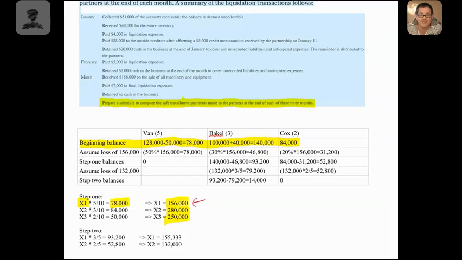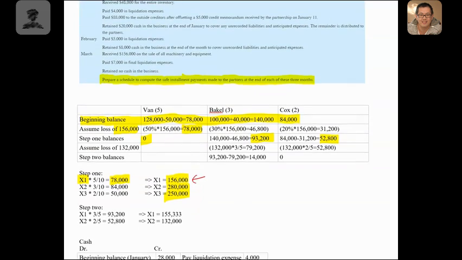So if we assume a loss of 156,000, then Van will take 78,000 of that, and its step 1 balance is 0. And Bacon's step 1 balance is 93,200, and Cox's is 52,800. Okay, so after the first step, Van's capital balance is eliminated, and then we need to eliminate one of the remaining 2 partners.